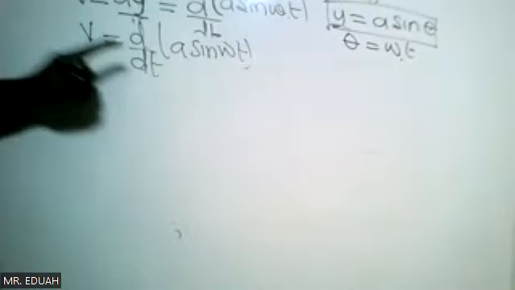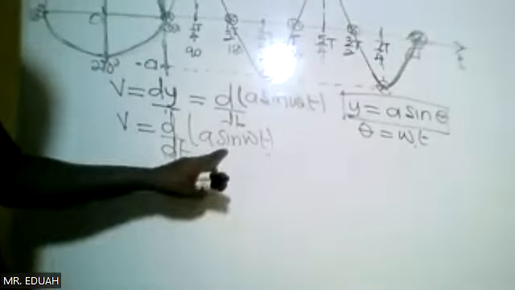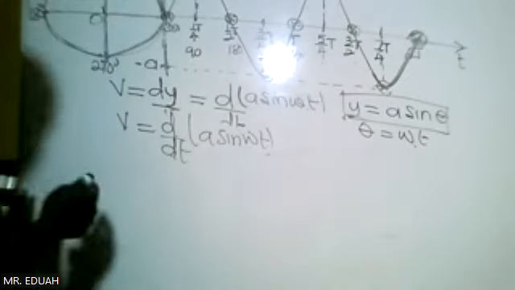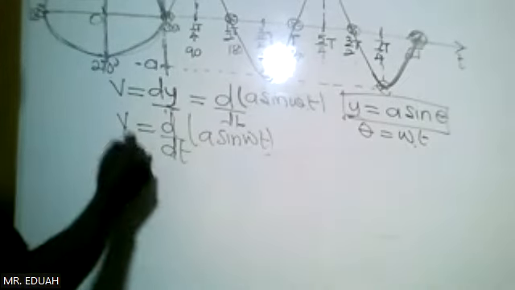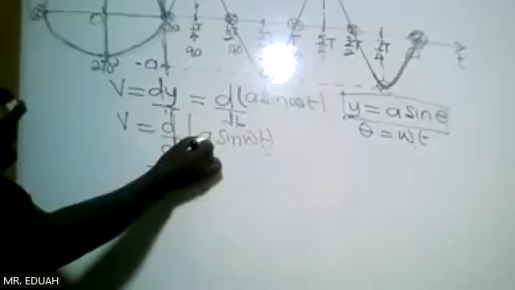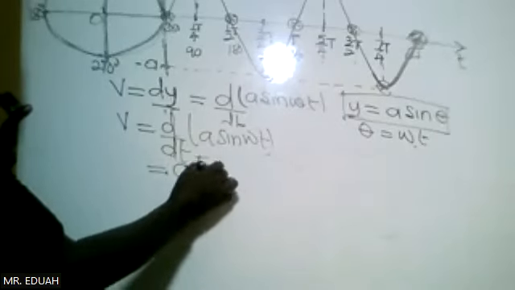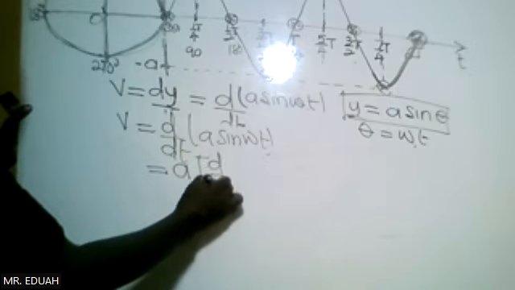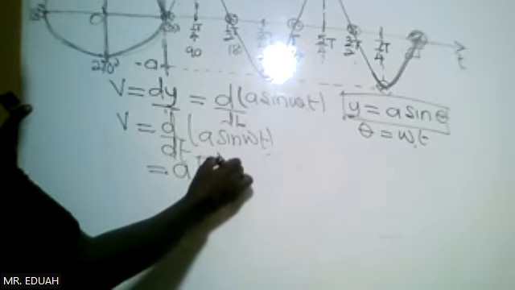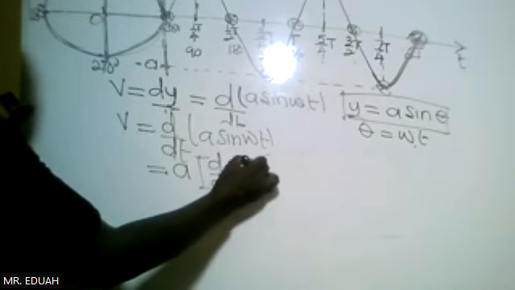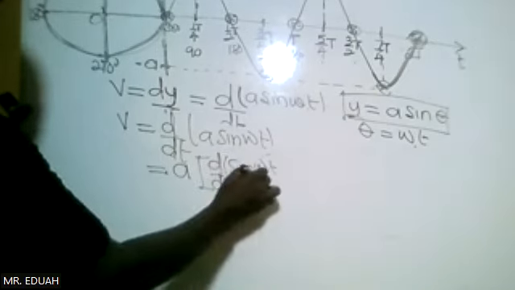We are differentiating the displacement function. Okay, let's apply the rule we just learned. This is a coefficient. It will never be affected. So it comes out, but we have the differential of sine omega t.